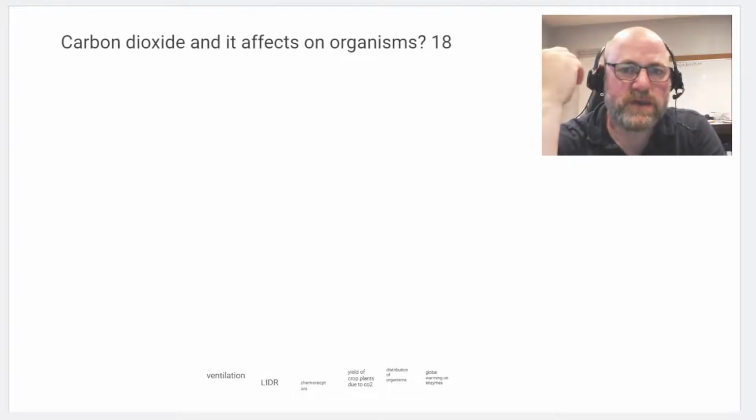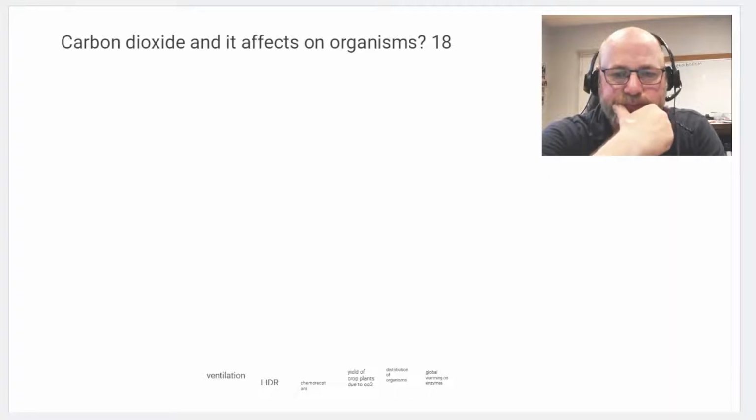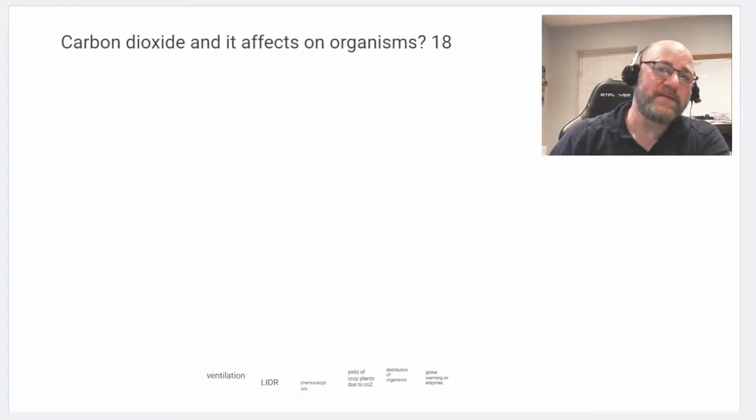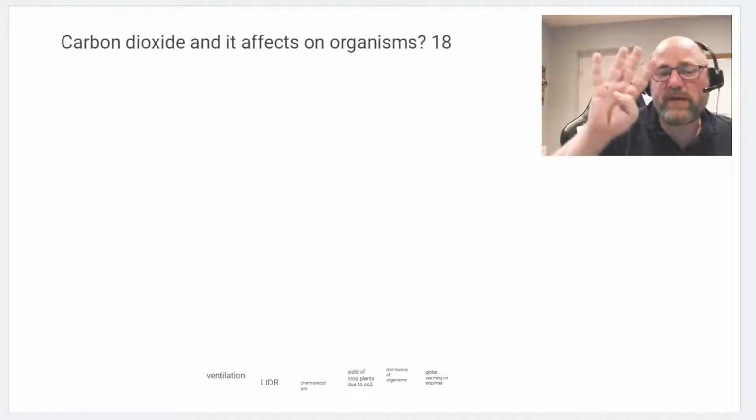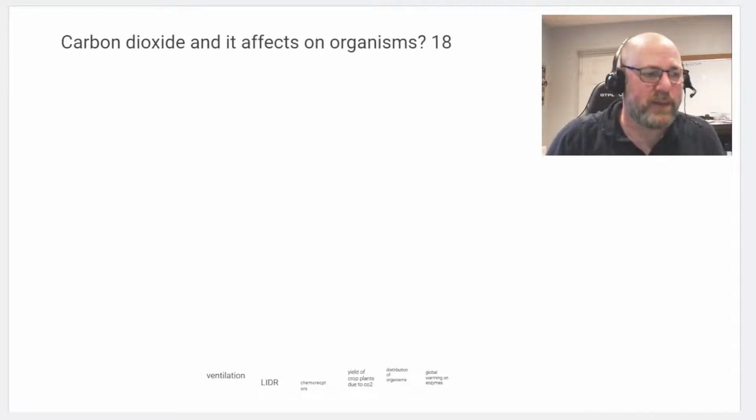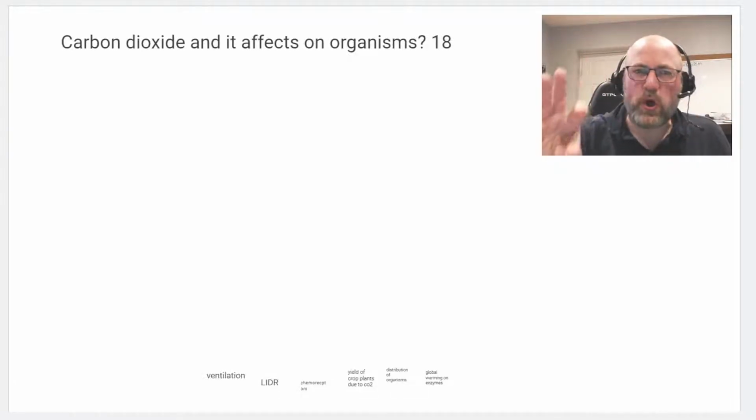Oh yeah, carbon dioxide. Carbon dioxide and its effect on organisms. So can you think of 4 places in your book where carbon dioxide turns up? Can you think of 4 processes or topics where CO2 is mentioned?